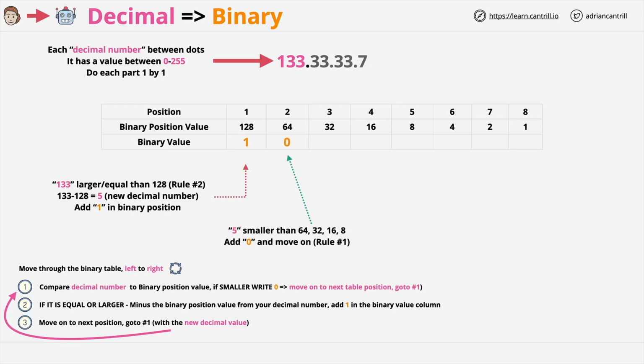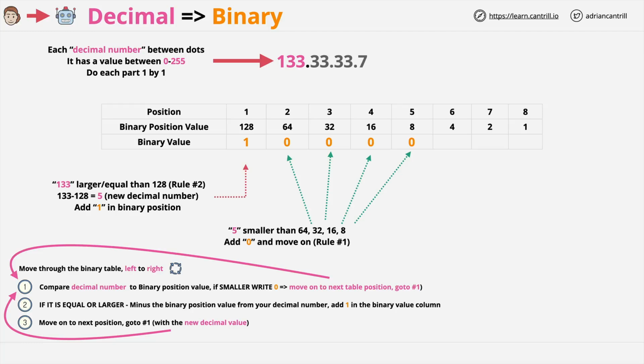We add a 0 into this column in the table, and then we go right back to the start of the process. We move on to position 3, and we start evaluating against rule number 1. We repeat the same process for positions 3, 4 and 5. Our decimal value of 5 is less than all of those values, 32, 16 and 8, so we add a 0 in each of those columns and we move on. We're just following the same basic rules.